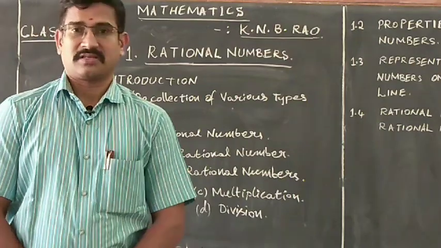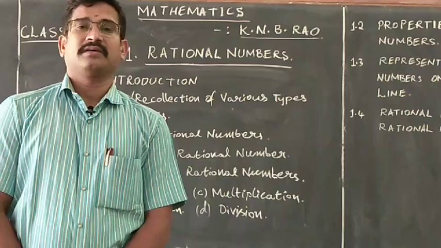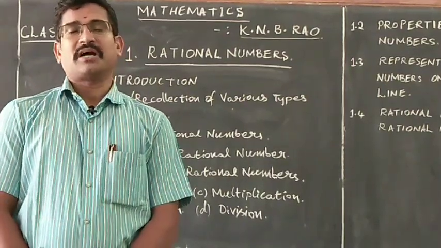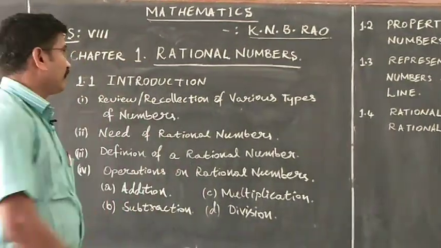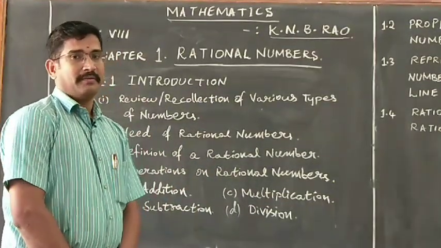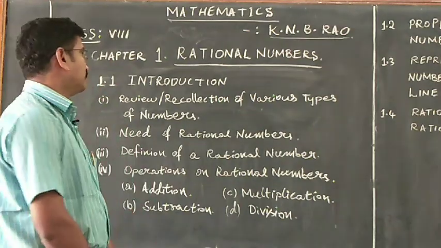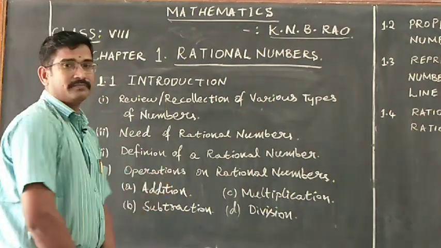Children, we have got a total of 16 chapters in this 8th standard mathematics. Among them, the first chapter is rational numbers. Children, in this rational numbers chapter we are going to learn mainly 4 headings. Under the 4 headings, first, introduction.